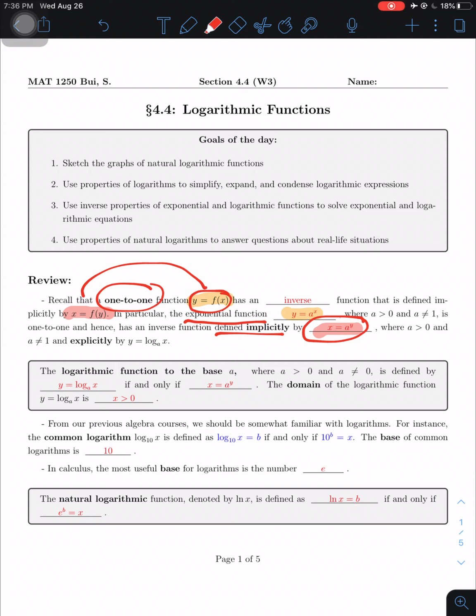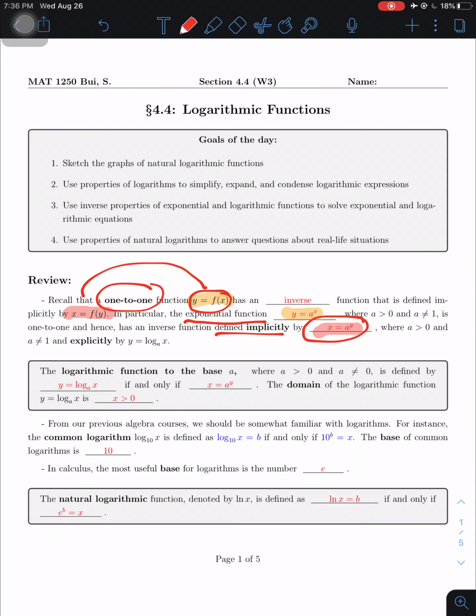So again, we're swapping the places of x and y because they are inverses of each other, okay? And here, again, the condition must be the same. a cannot be 1, and a must be a positive number, okay? That's one way to write the inverse function of the exponential function.